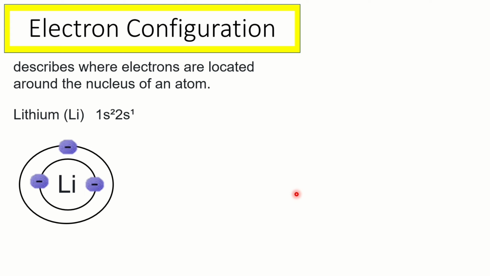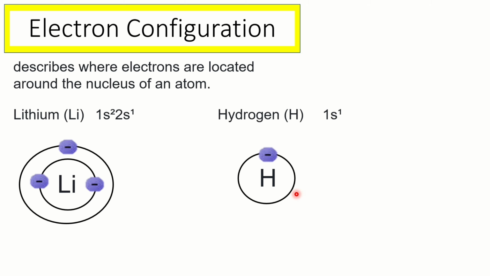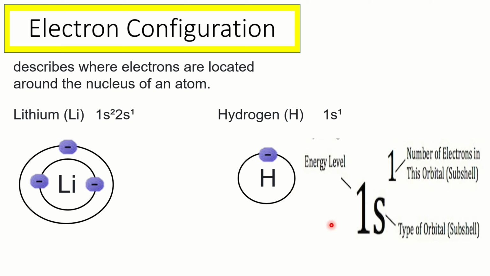Another example, hydrogen. The electron configuration of hydrogen is 1s1. So, in the hydrogen atom, the first energy level has 1 electron. So this number indicates the energy level. And S indicates the type of sublevel or subshell. And the superscript indicates the number of electrons.